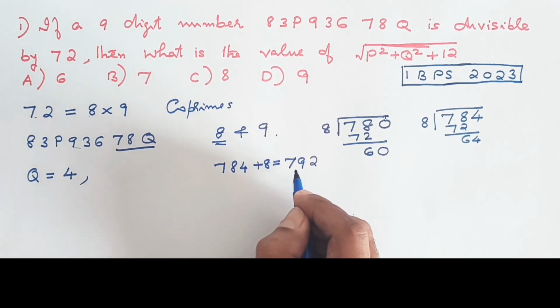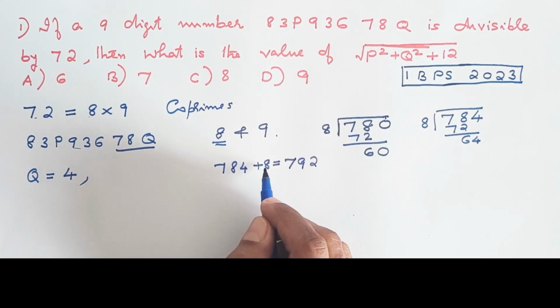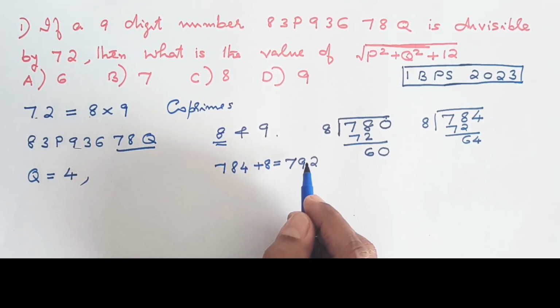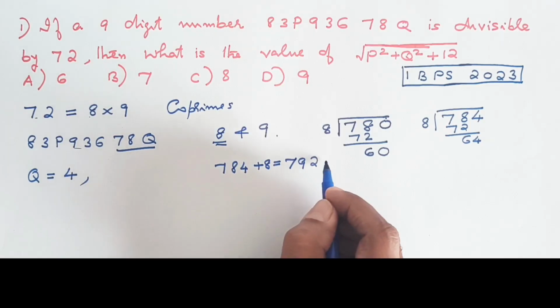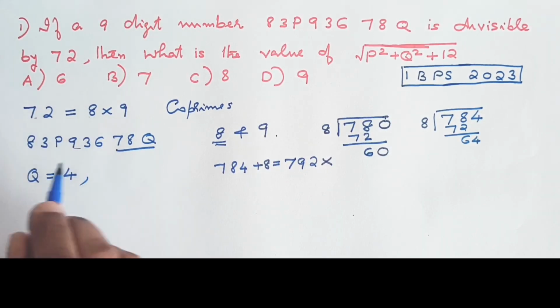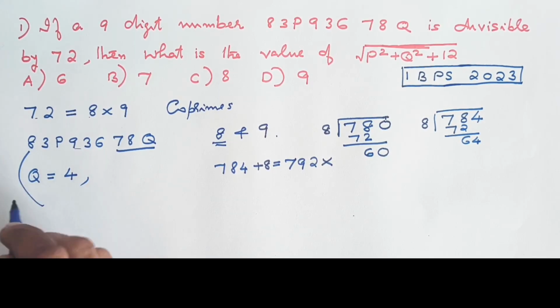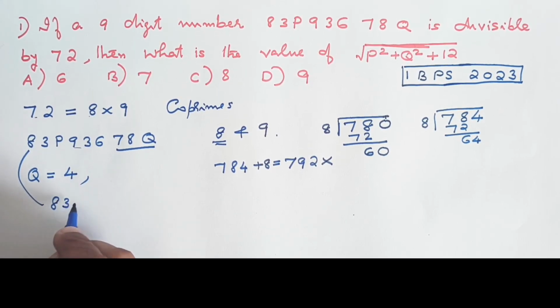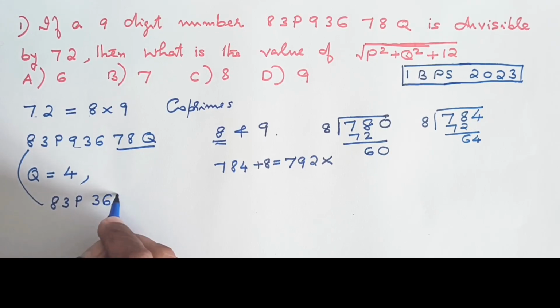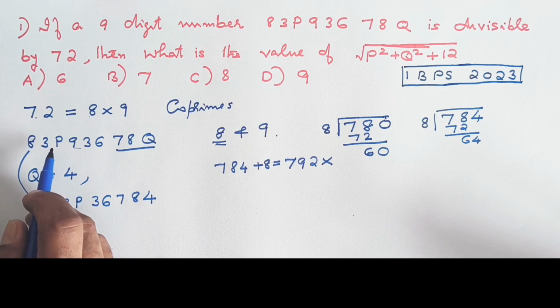And what is the number you get by adding 8 to this? 792. See, you can't change this number 8. When you add 8 to this number to get the next number divisible by 8, it becomes 792. So this is not possible. So there's only one value you can find out for Q, and that's 4. So the number will reduce to 83P93678.